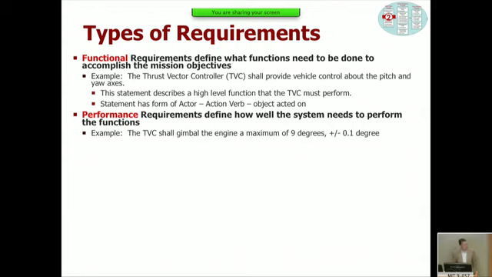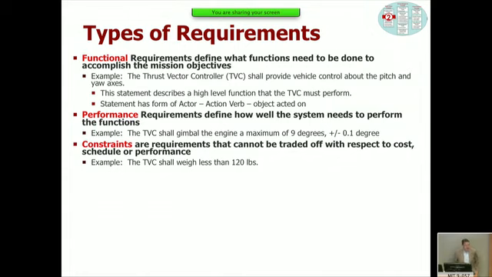And then we have performance requirements. The performance requirements are, in a sense, qualifiers on the functional requirements. So a performance requirement will specify how well the function should be performed. How fast should it fly? How much thrust? This is where you have to actually put numbers in. So in this case, this thrust vector controller shall gimbal the engine 9 degrees, right? That's the deflection angle, at least 9 degrees, plus or minus 1 degree, 0.1 degree. That's a performance requirement.